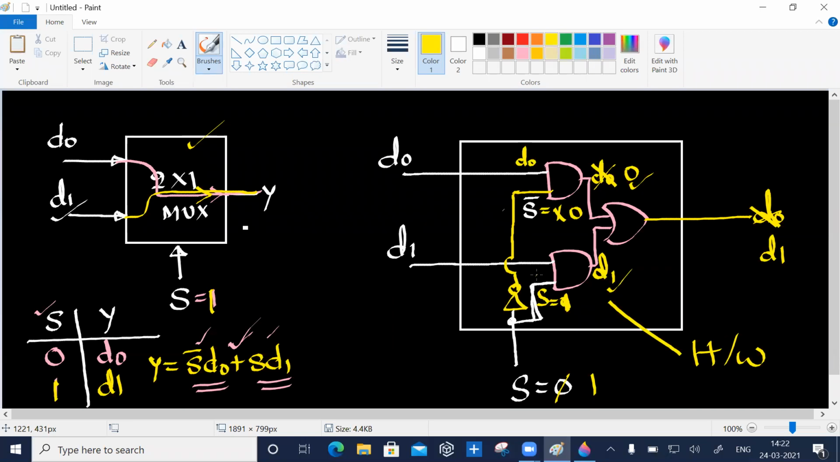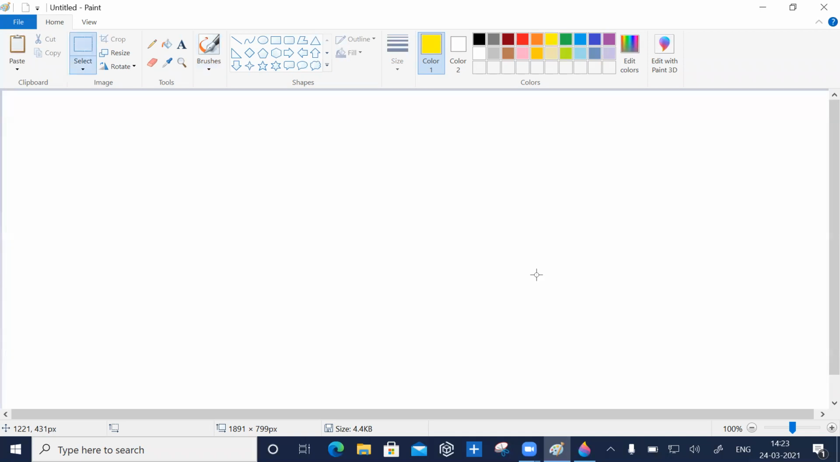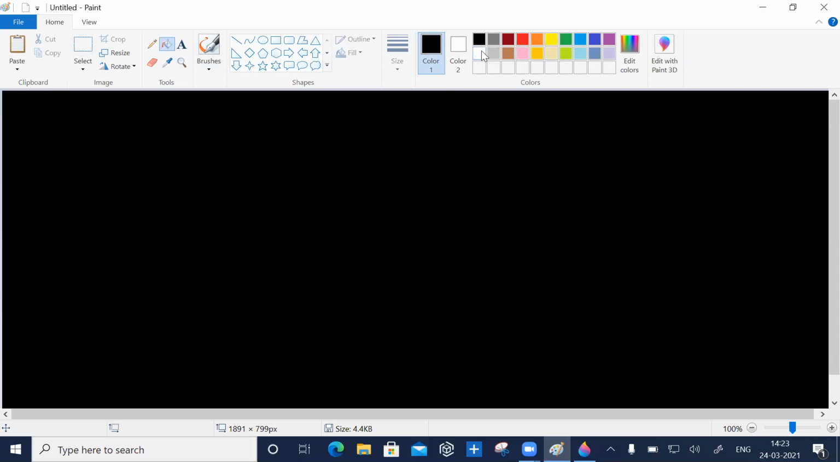So far so good. There is no problem with the convention. But slowly we will try to move on to higher order mux. What is my higher order mux? You focus. This is very simple, there's no big deal in that. So let's try to realize a 4 by 1 mux, or 4 to 1 mux.